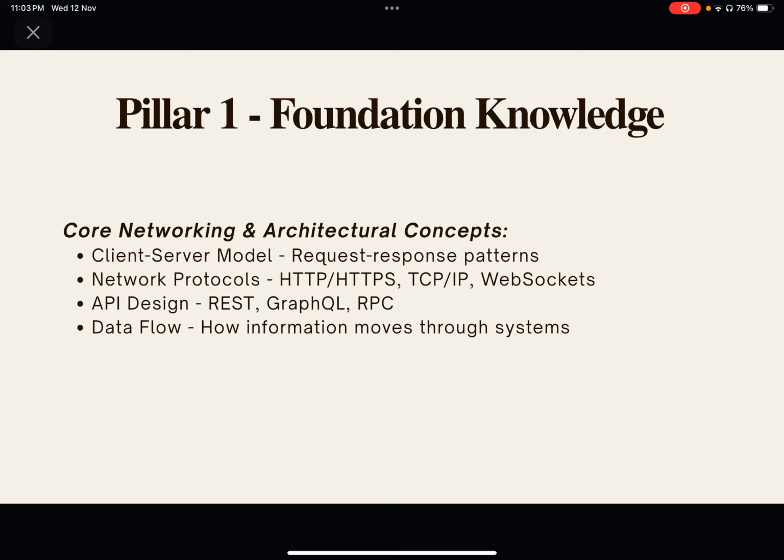So, pillar one: foundation knowledge. These are the core networking and architectural concepts.